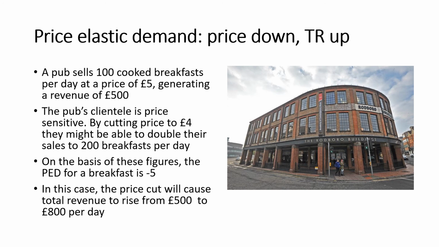So you might think about a famous pub chain that has particularly price sensitive customers. This pub chain knows that they can sell 100 cooked breakfasts every day at a price of £5, generating a revenue of £500 a day. The pub's clientele, as we say, is quite price sensitive. So if they cut price to £4, they might be able to double their sales to 200 breakfasts a day. So on the basis of those figures, the PED for a breakfast is -5. In this case, the price cut will cause the pub's breakfast revenue to rise from £500 to £800 per day.